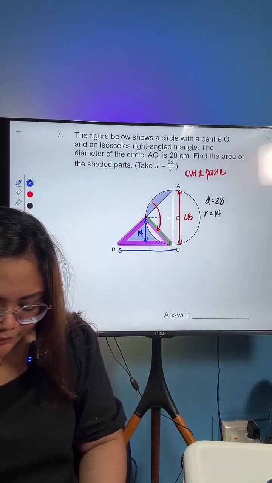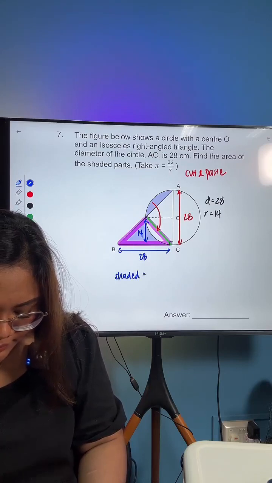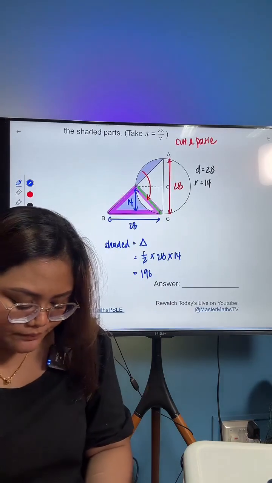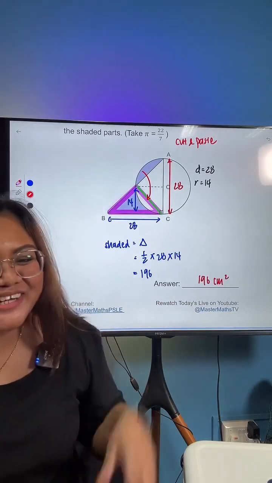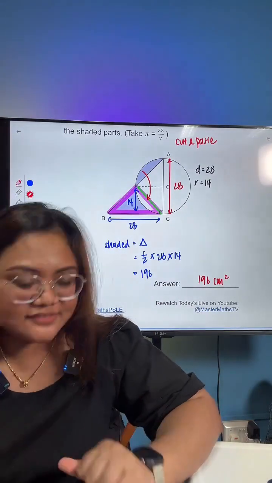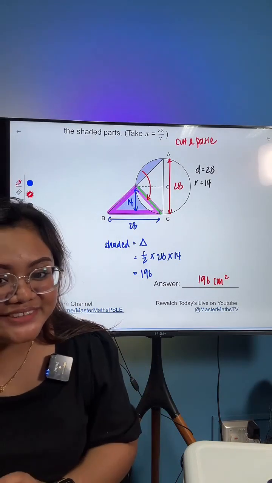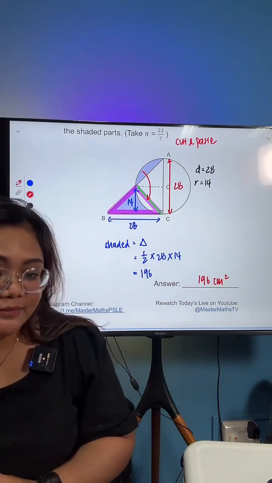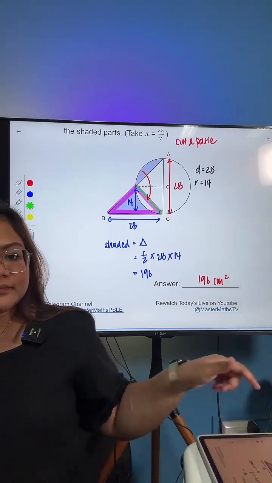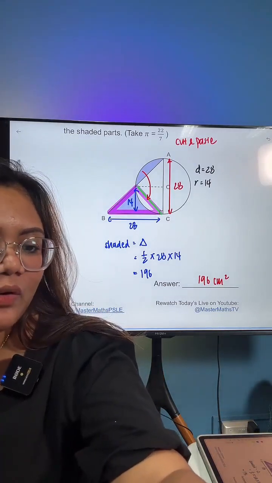Okay? So half times 28 times 14 should give you 196. Shaded equals triangle, which is half times base times height, to give you 196. Everybody good? So final answer, 196 cm squared. One step, right? Remember I told you one step only? So this is a cut and paste question. That's right. No need to find the circle. You don't even need to care about the circle. Easy, right? Again, this is what we call the cut and paste technique. I cut this thing and I paste it inside. That's all. We don't have to find the circle at all.